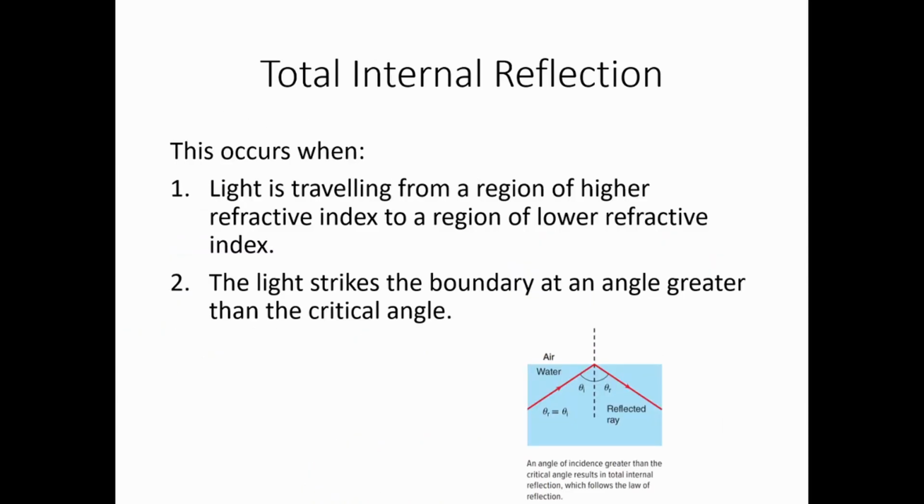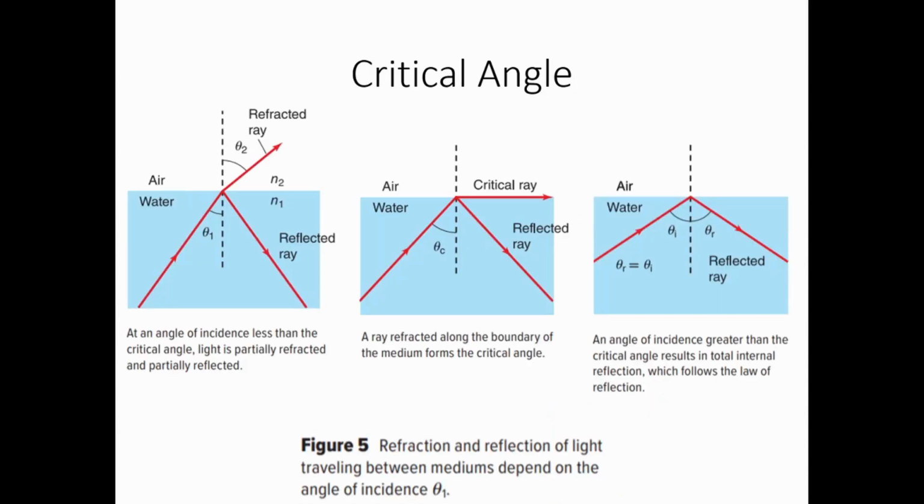There are two conditions you need for total internal reflection. The light needs to travel from a region of higher refractive index to a region of lower refractive index. So what that means is you can do it for, say, light going from water to air or glass into air, but not from air into water or air into glass. Okay, it's got to go from high refractive index to low refractive index. And secondly, the light has to strike the boundary at an angle greater than the critical angle. And that's it. That's total internal reflection.